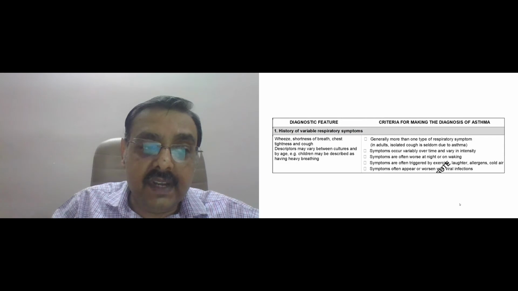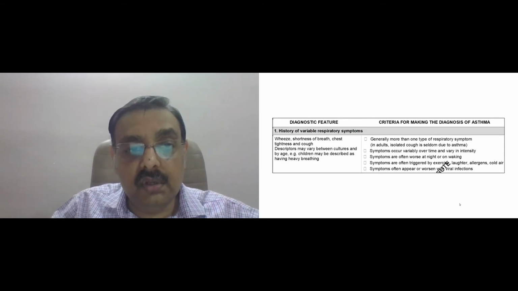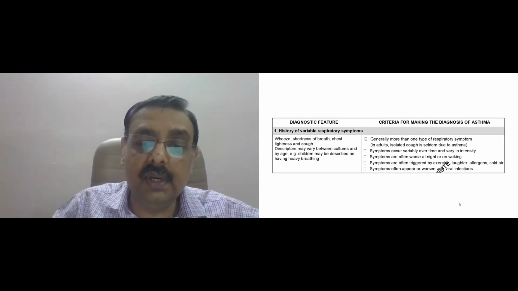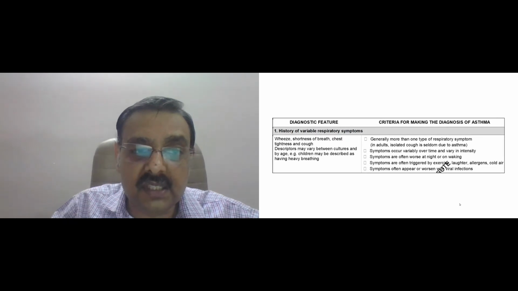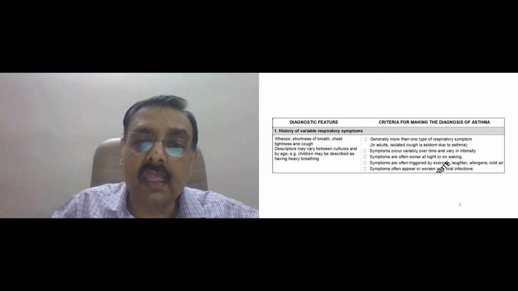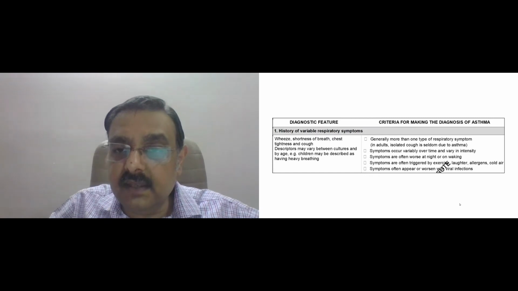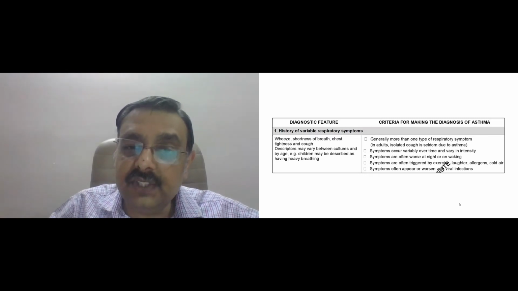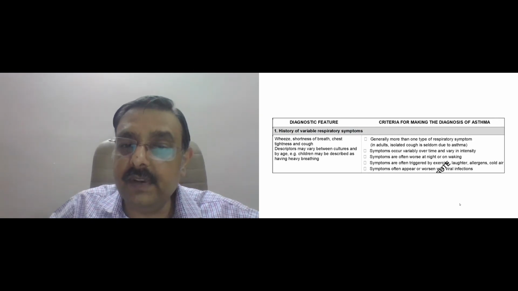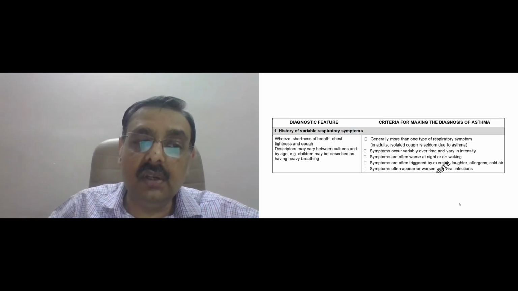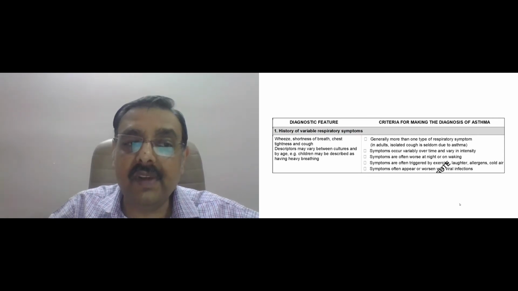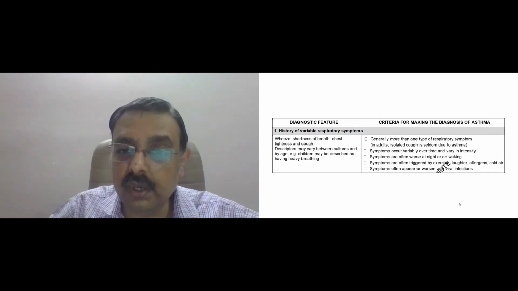Now, to make a diagnosis of asthma, the GINA talks about diagnostic features and it talks about lung functions. So, the diagnostic features are presence of wheeze, shortness of breath, chest tightness and cough, and it describes the criteria on the right. It says that generally you would have more than one type of respiratory symptom. So the child will not just have cough, but will have cough and wheeze, or cough and shortness of breath, or wheeze and shortness of breath, and so on.